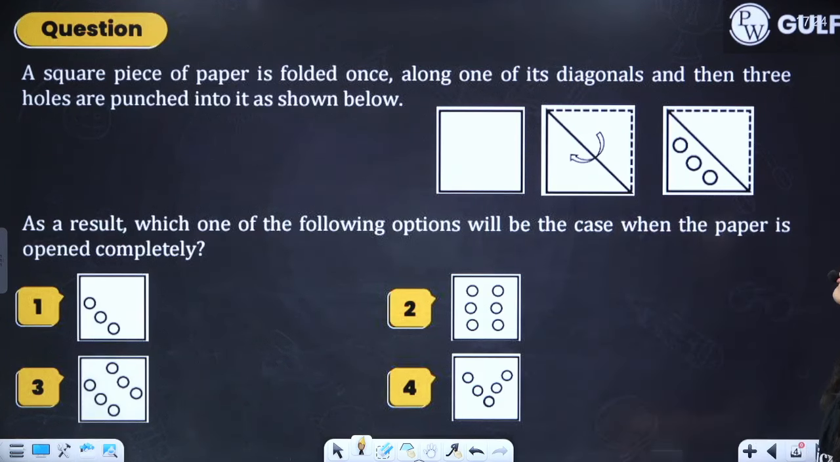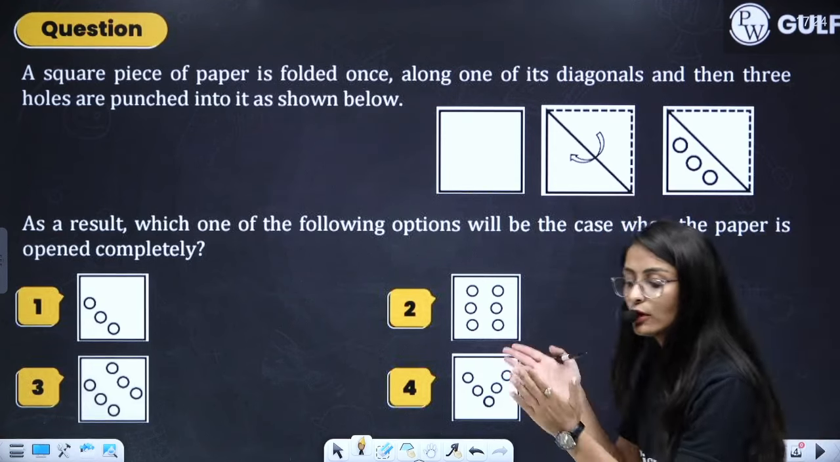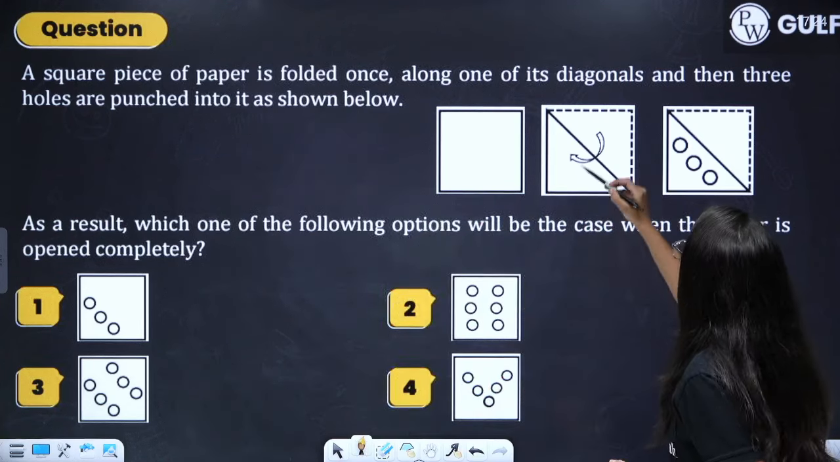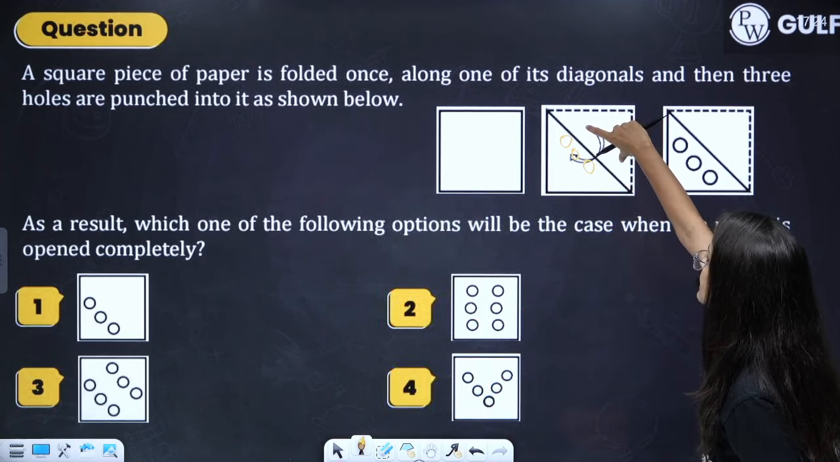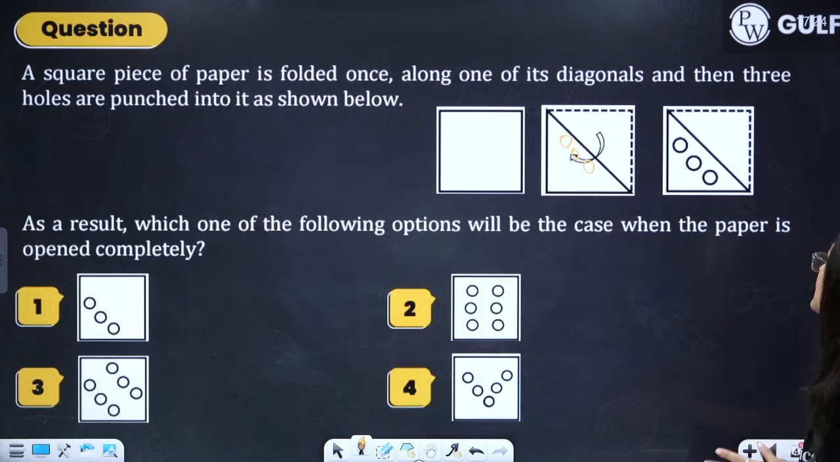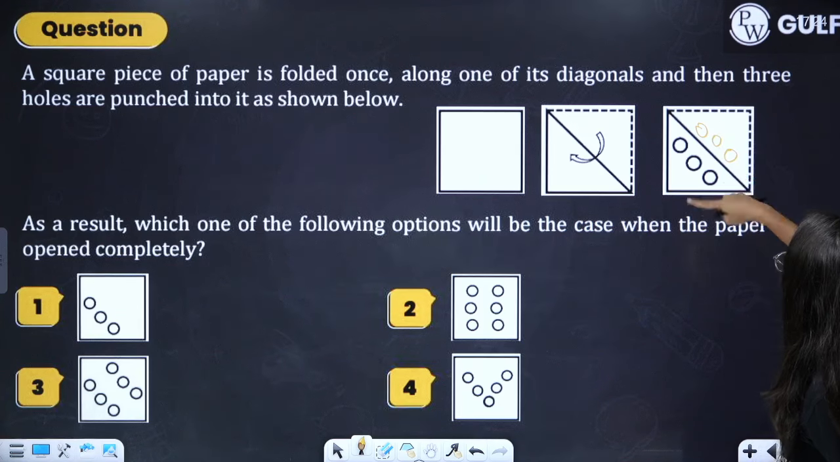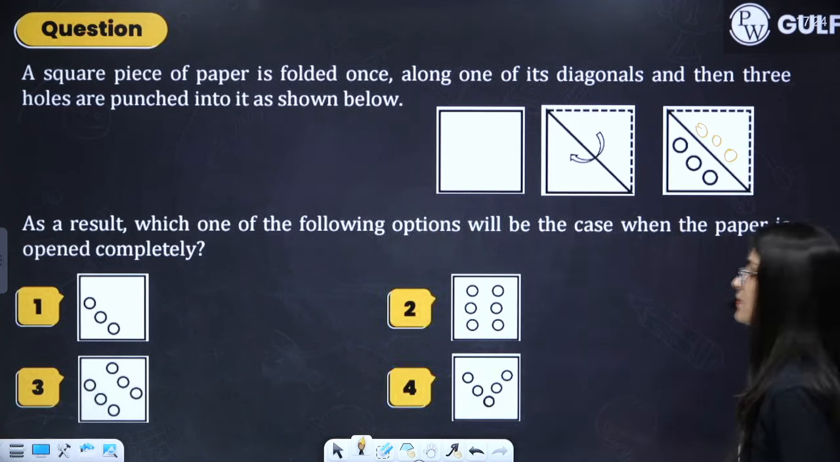The square piece of paper is folded once along one of its diagonals and then 3 holes are punched into it as shown below. So here I am taking a square paper and I am folding along its diagonal. Then I punch the 3 holes into it. If I fold it and I punch 3 holes in it, a similar shadow will be reflected over here. That means can we say that this question is related to symmetry? So if I punch 3 holes, the 3 holes will also be done on either side. So my option would be option C.